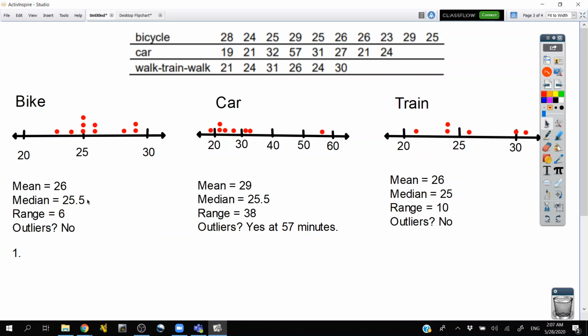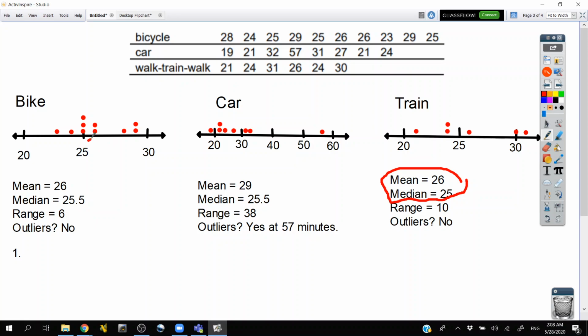So when I compare the means, I can see biking and taking the train both have a mean of 26, which is good. Biking has a median of 25.5, and taking the train has a median of 25. So just saying, if I only use measures of center, taking the train looks the best for sure. That would be the one based on measures of center alone. But when I look at other things, I think I can really make a quality argument for the bike.